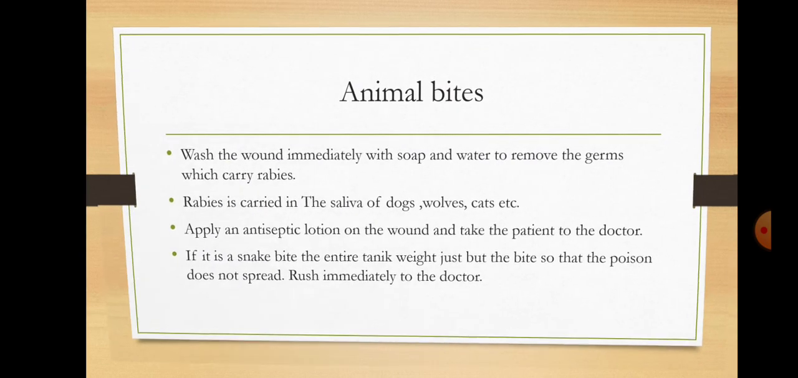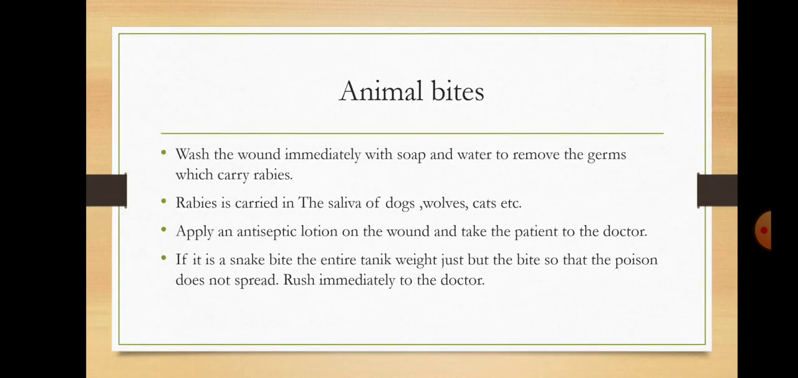Next one is animal bites. If there is a bite from a dog or a cat, you know that the saliva of dogs and cats carries rabies. So if there is a dog bite or a cat bite, the first thing we need to do is wash the wound immediately with soap and water to remove the germs which carry the rabies. And then after that we need to apply an antiseptic lotion and take the patient immediately to the doctor.